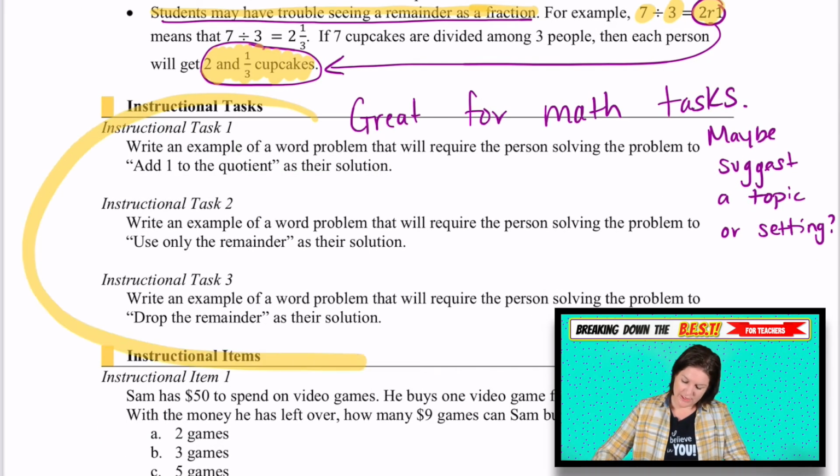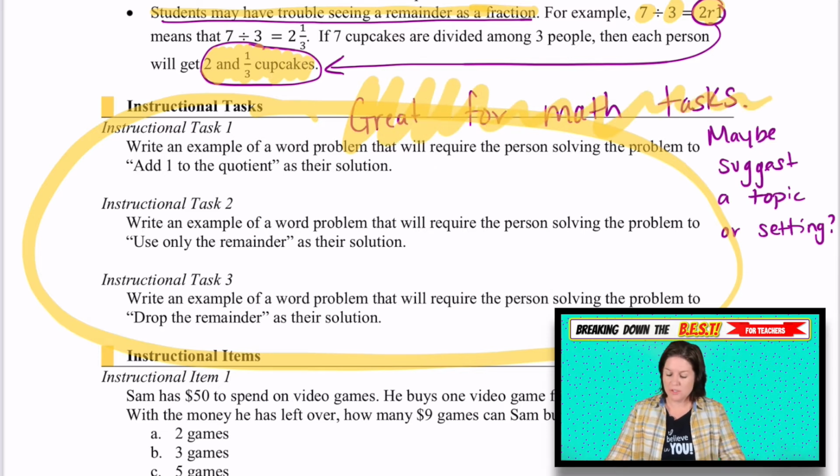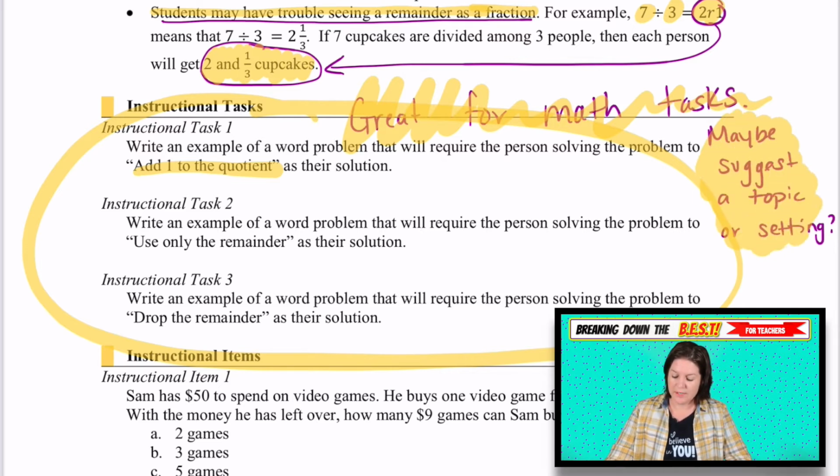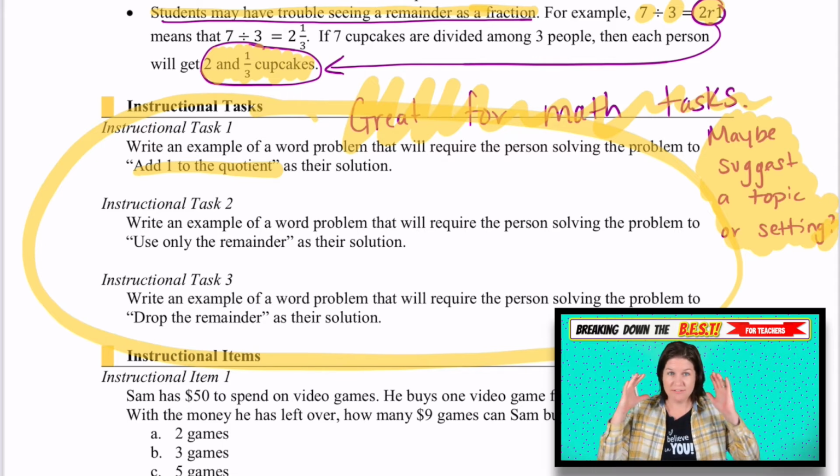Here, these instructional tasks that they provided, I said are great for math tasks. My suggestion might be, because just throwing this at them when you read it, like create an example where you have to add 1 to the quotient, that might be a little bit too challenging for some of your students. So maybe suggest a topic or a setting, instead of just giving them a blank canvas to go. They can still do it, maybe saying, okay, so we're at a pizza shop. Create a scenario where we would have to add 1 to the quotient. Just to give them a setting, they might be able to create an equation, create a scenario a little bit easier.